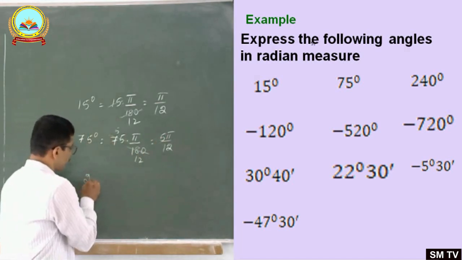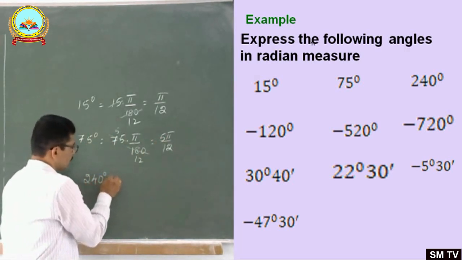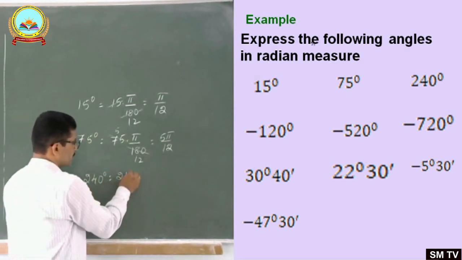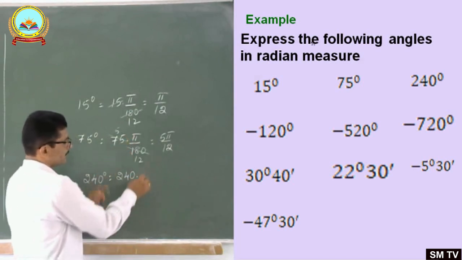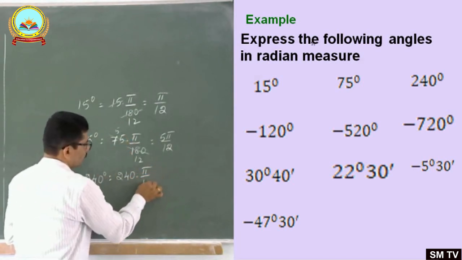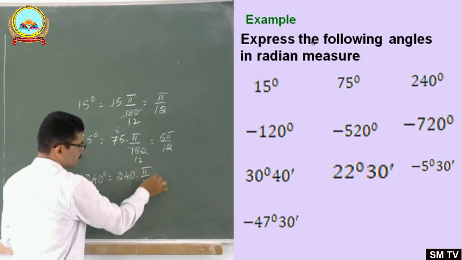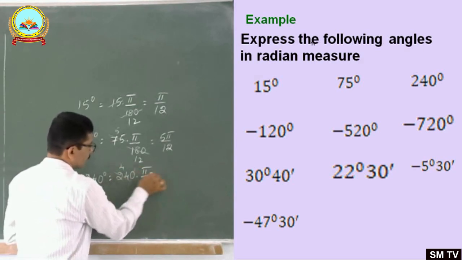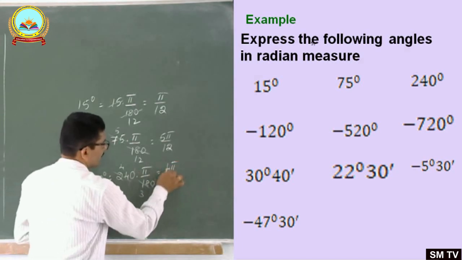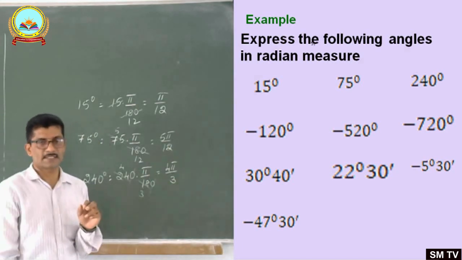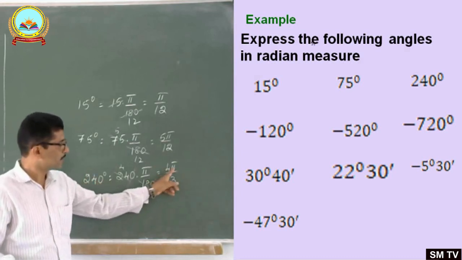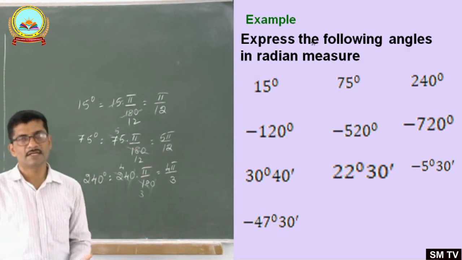Suppose 240 degree is converted into radians. Here this 240 is multiplied by the conversion factor pi divided by 180. Simplifying, the zeros cancel, and 6 3s, 6 4s, you get 4 pi divided by 3 radians. So 240 degrees converted into radian measure is 4 pi divided by 3 radians.